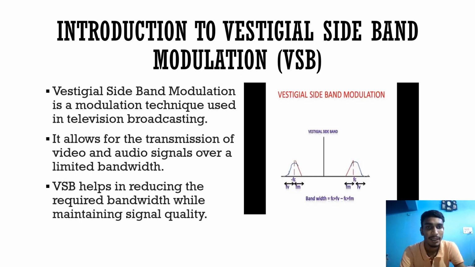The introduction to vestigial sideband modulation. Vestigial sideband modulation is a modulation technique used in television broadcasting. It allows for the transmission of video and audio signals over a limited bandwidth. Vestigial sideband helps in reducing the required bandwidth while maintaining the signal quality.